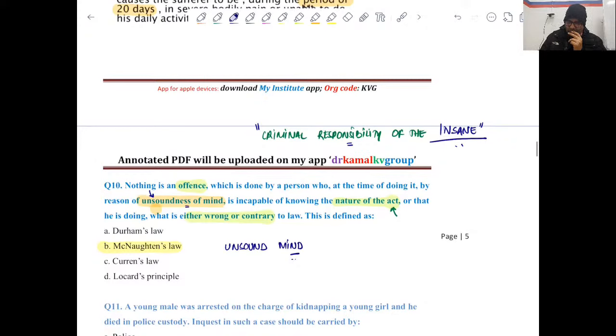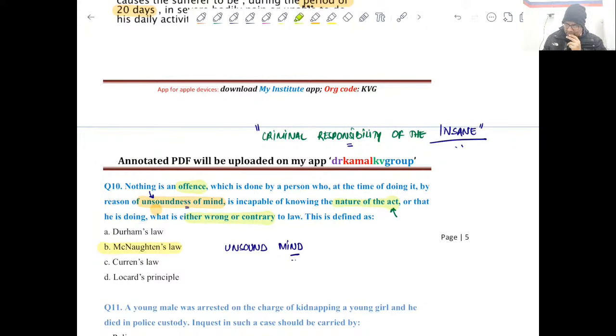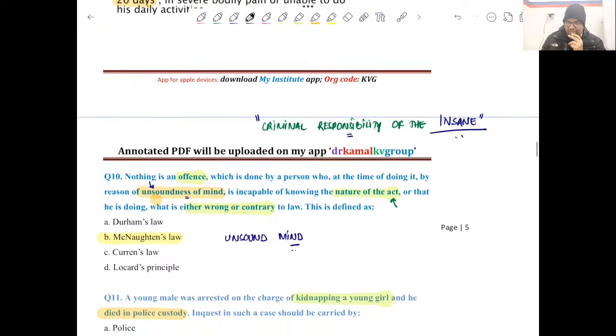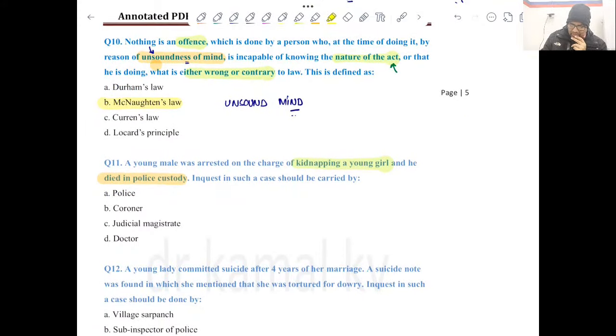Now moving forward, a young male was arrested on charge of kidnapping a young girl, but he died in police custody. Now very good. If there is a death in police custody, the inquest will be carried out by judicial magistrate. And what is inquest? Inquest means inquiry into a case of death, right? So inquiry into a case of death.